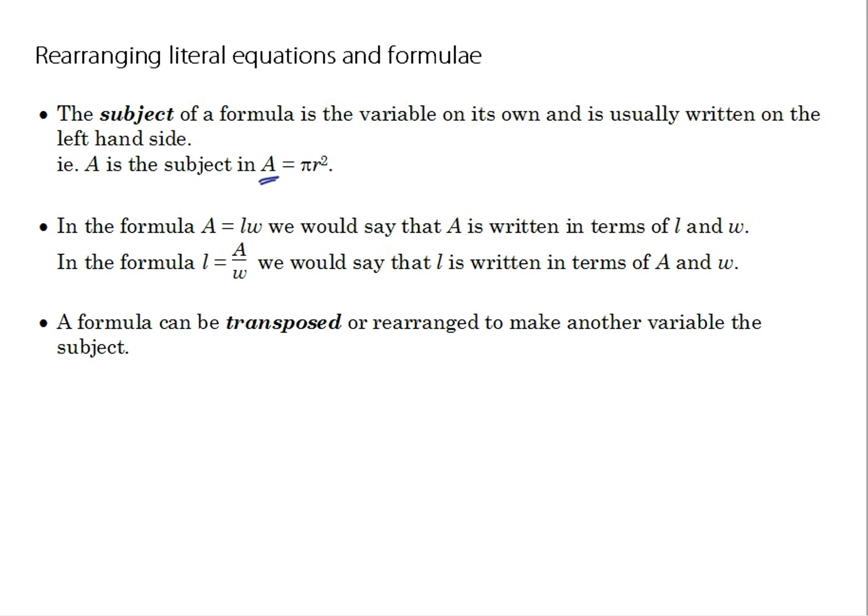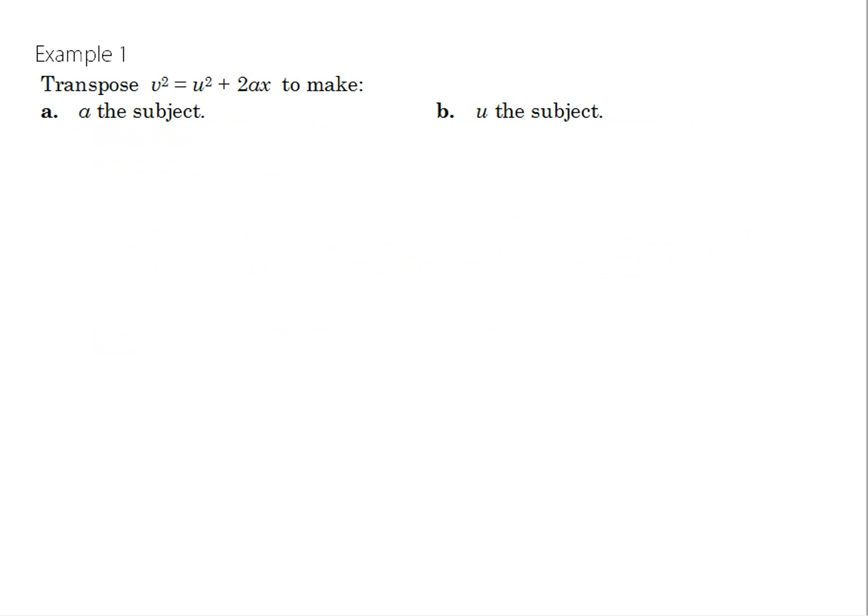In the formula L equals A divided by W, we would say that L is written in terms of A and W. So in this case, L is the subject and it's described in terms of A and W. Understanding the phrase "in terms of" is quite important. You're quite often asked to express y in terms of x, or express the volume in terms of x, or express whatever in terms of something. It's important that you understand what that means. A formula can be transposed or rearranged to make another variable the subject, which is what we want to have a look at here.